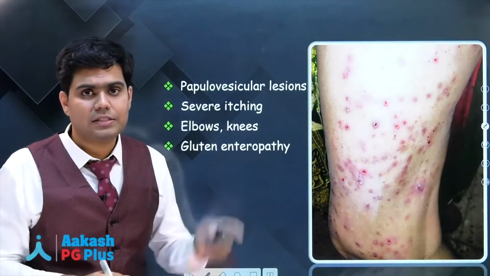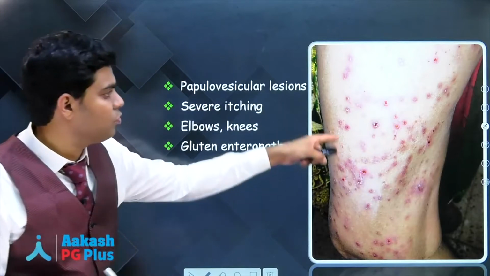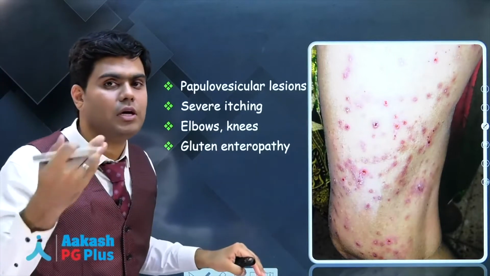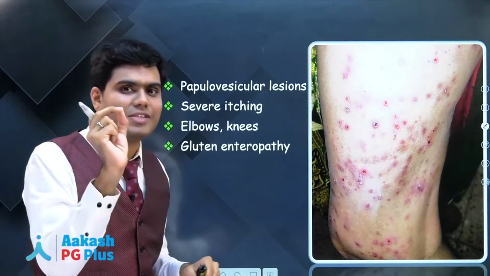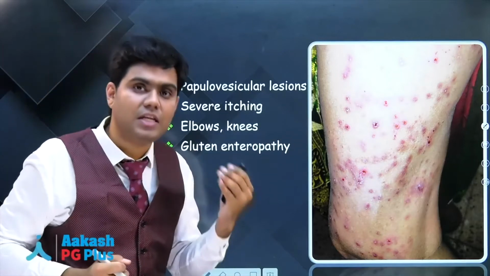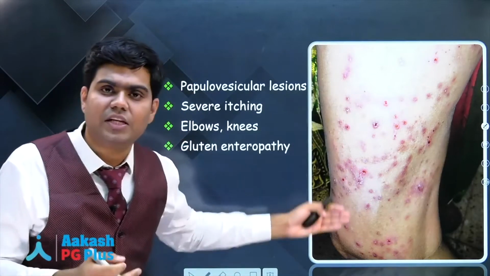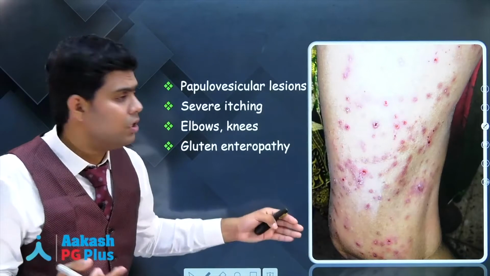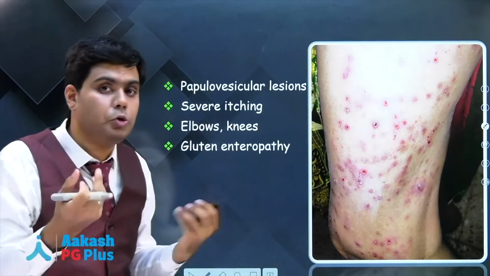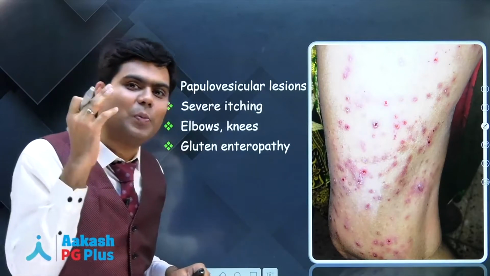Now what is this? We have a lady with multiple excoriations. See here. So the lady has got papulovesicular lesions, means what? Tiny vesicles all over her body, mainly over extensor surfaces, elbows and knees, and they are so itchy that the patient has scratched everything. They are all excoriations. You are not able to see a frank vesicle because they have all been scratched due to itching. And you have associated gluten enteropathy.